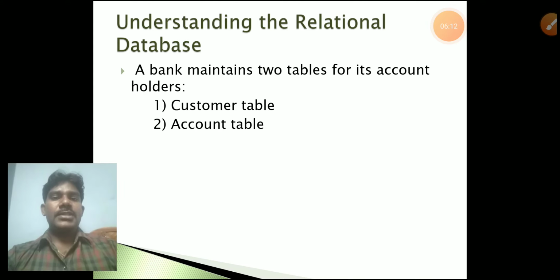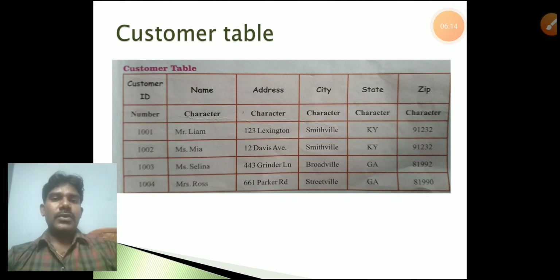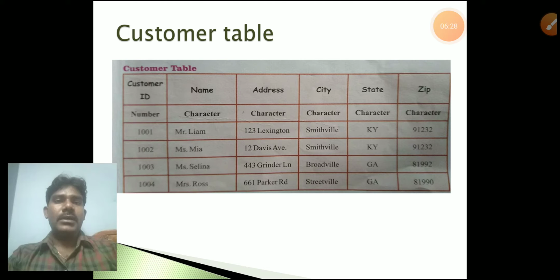First one is the customer table. Customer table means, see here, this is the customer table. In the customer table itself, we have 6 columns and 4 rows.